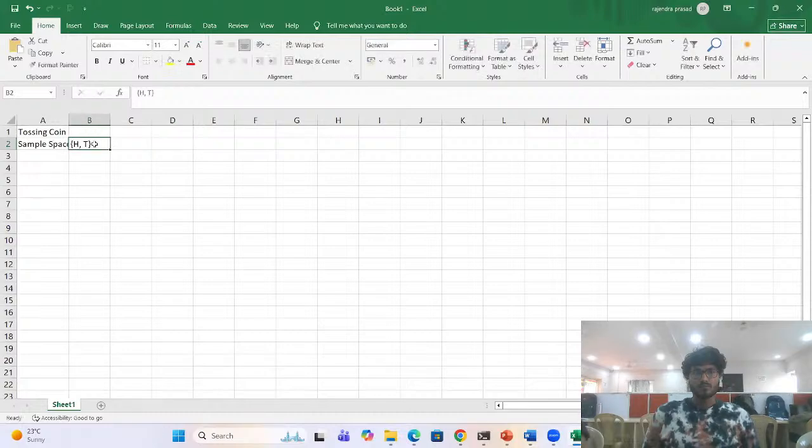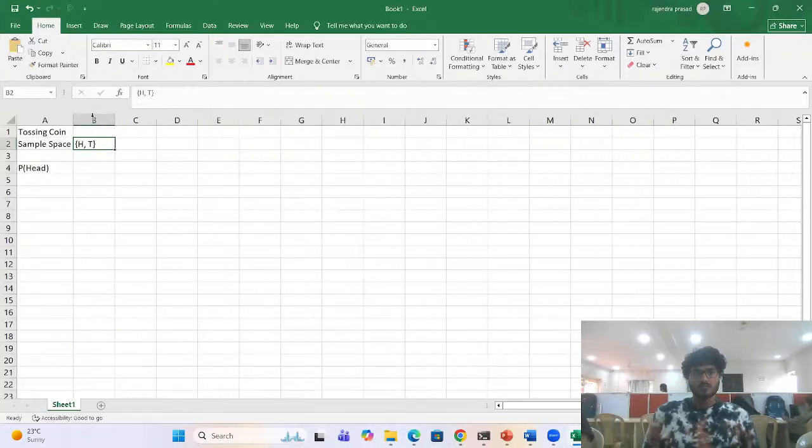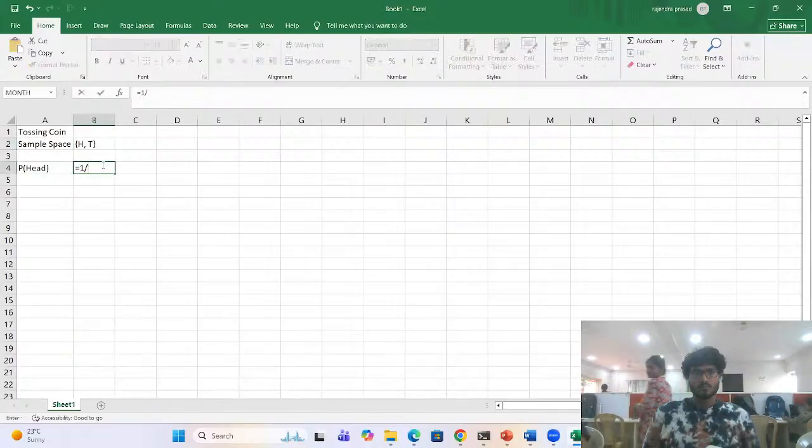Now I want to calculate the probability of getting a head. Here, what is my event? The event is nothing but getting a head. So how can I calculate this? As I mentioned, number of favorable outcomes divided by total number of outcomes. By looking at the sample space, how many favorable cases do we have for head? 1. So it is 1 divided by the total number of possible outcomes, 2.